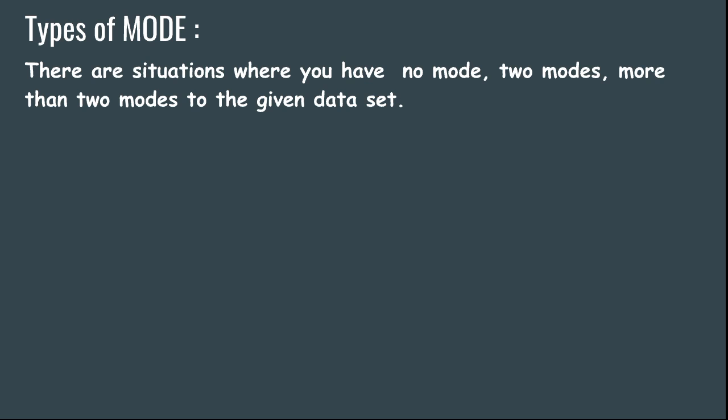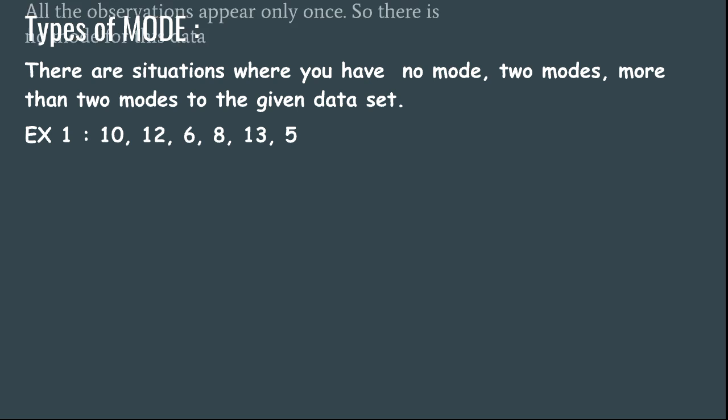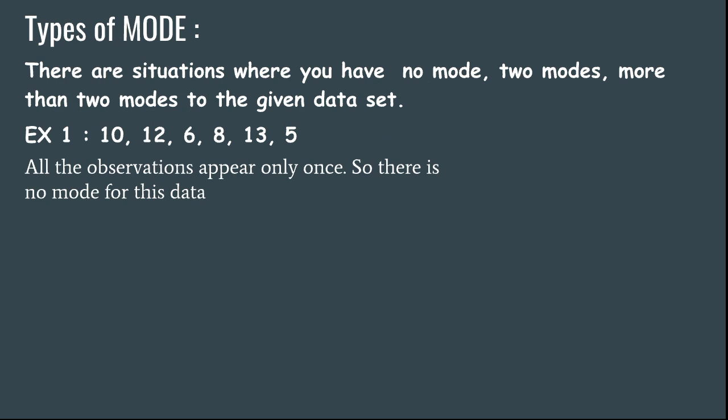And types of mode. There are situations where you have no mode, two modes, or more than two modes in the given data set. Let us see the first example. 10, 12, 6, 8, 13, 5. This is the given data. So in this data, all the observations are being repeated only once. So as no observation is repeating more than once, there is no mode for this data.